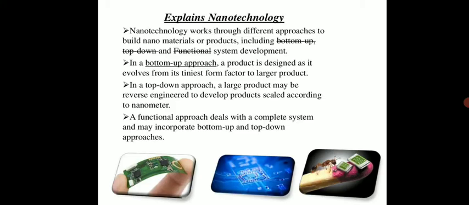The explanation of nanotechnology. Nanotechnology works through different approaches to build nanomaterials or products, including bottom up, top down, and functional system development. In a bottom up approach, a product is designed as it evolves from its tiniest form factor to largest product. In a top down approach, a large product may be reverse engineered to develop product scale according to nanometer. A functional approach deals with a complete system and may incorporate bottom up and top down approaches.